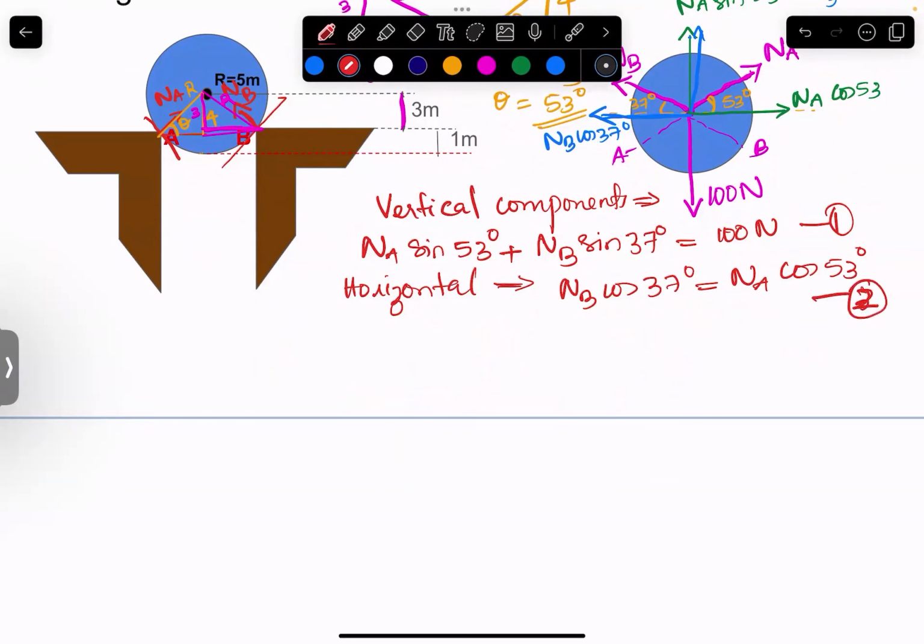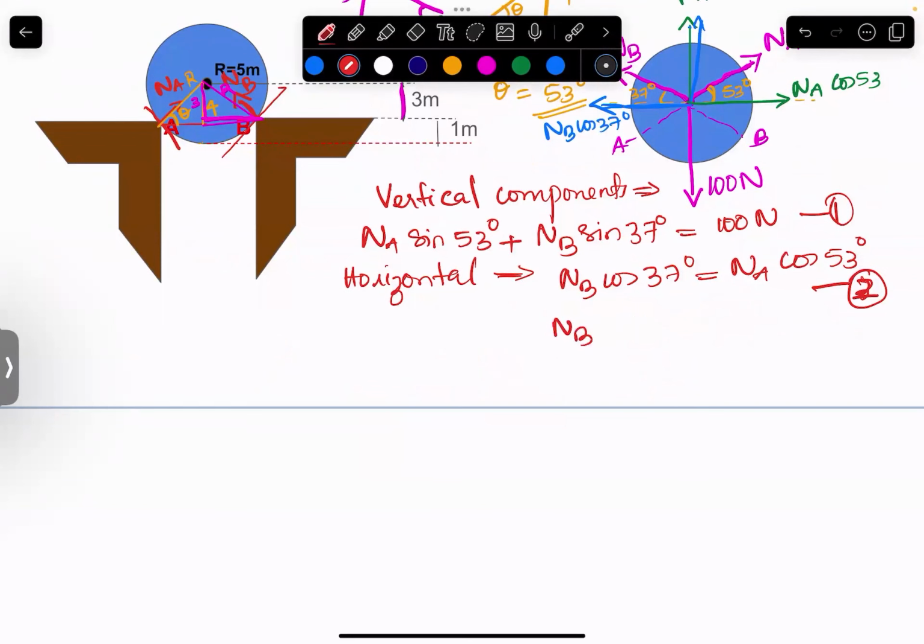Now in equation 2, NB cos 37 equals NA cos 53. Cos 53 is 3 by 5, and cos 37 is 4 by 5. So this will cancel out each other, and this will become NB equals NA times 3 by 4. So this is equation 3.